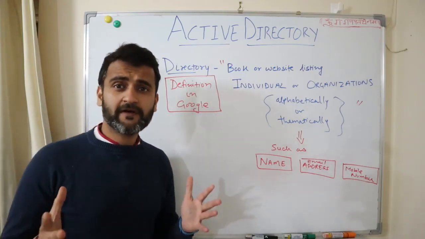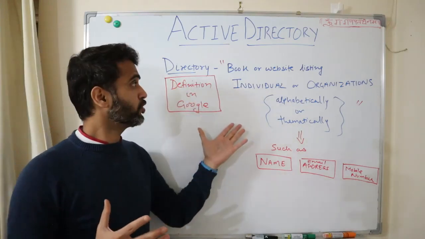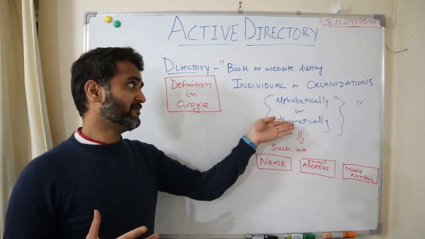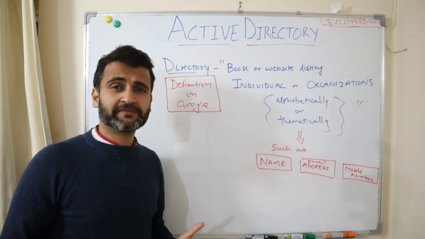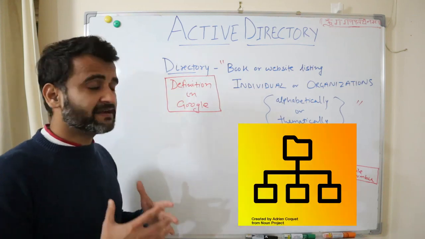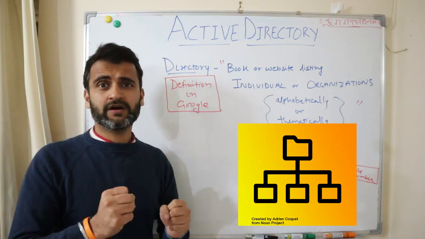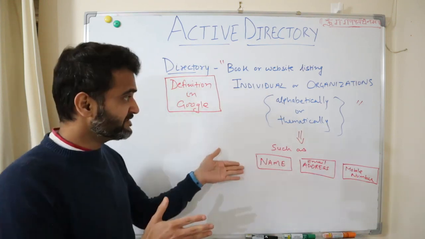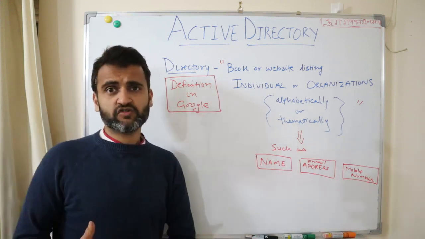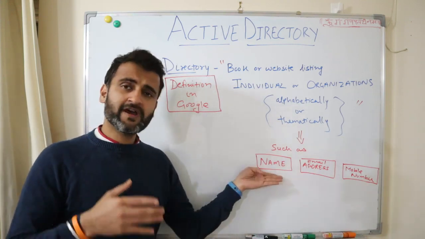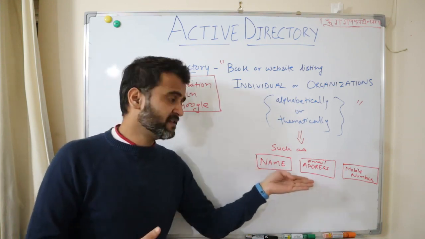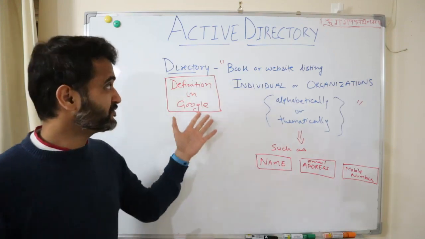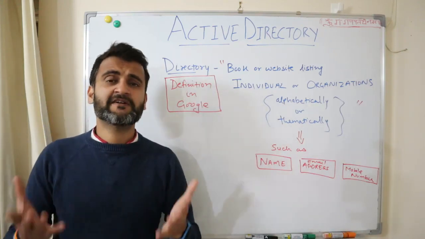So friends, Google defines a directory as a book or website listing individuals or organizations in alphabetical or thematic sequence. What does that mean? That means a directory is a place wherein you put your resources and sequence them in a specific way. In this case, you might have a list of people organized in a way where you have their name, their email address, and their mobile number organized in a particular way. That is the basic definition of a directory.